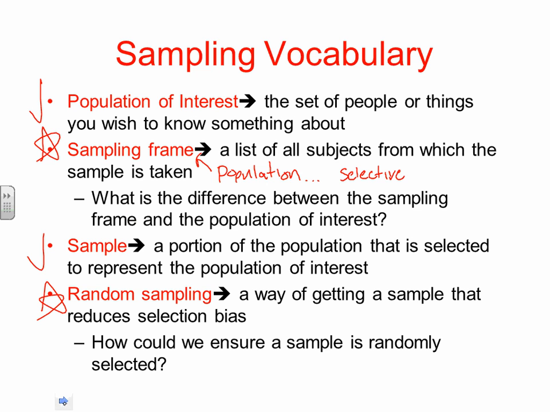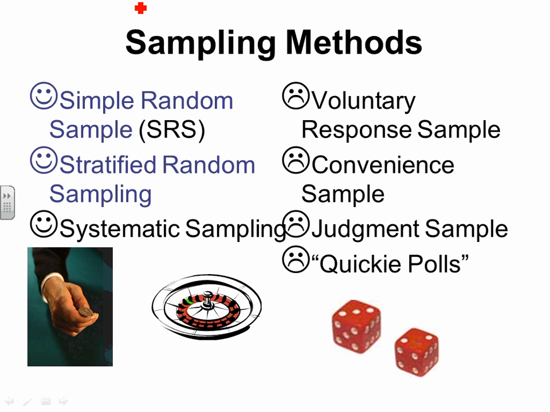So let's talk about these sampling methods. Three good sampling methods: a simple random sample, which is SRS for short. Stratified random sample, we'll talk about. This is a good method. This also is an SRS. However, we just use SRS for a simple random sample, so know that. Then systematic sampling, and then we'll talk about the bad sampling methods, which are the voluntary response sample, convenience sample, judgment sample, and quickie polls. We talked about these a little bit in the past. We'll talk about them more.